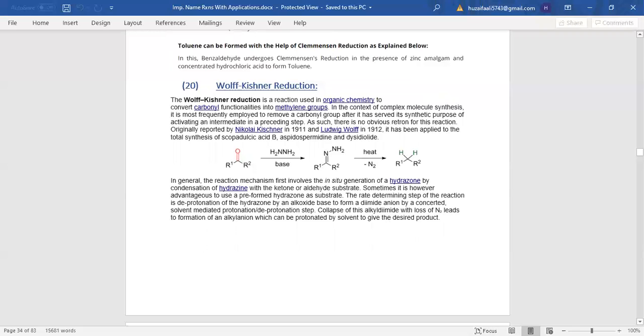Toluene can be formed with the help of Clemmensen reduction. In this, benzaldehyde undergoes Clemmensen reduction in the presence of zinc amalgam and concentrated hydrochloric acid to form toluene.